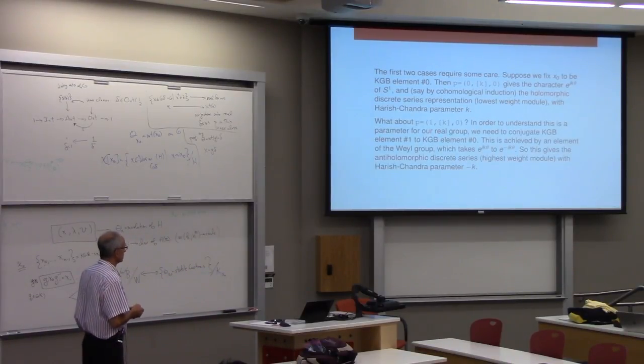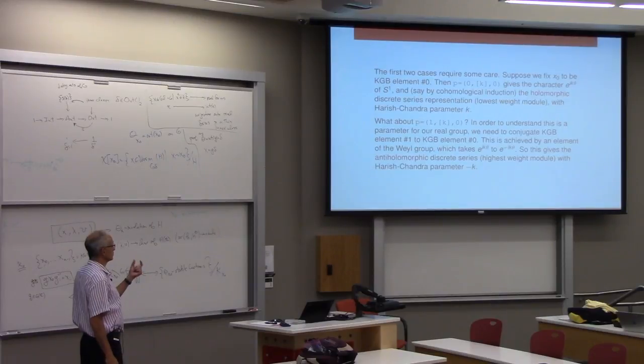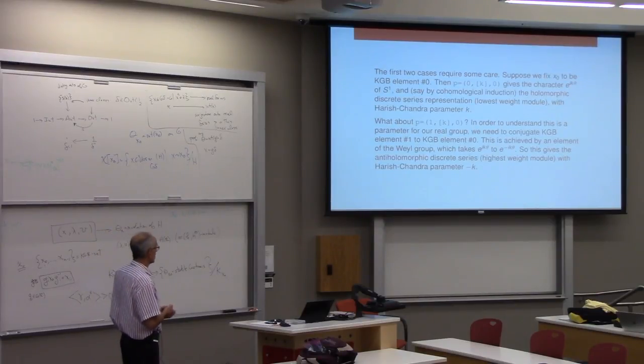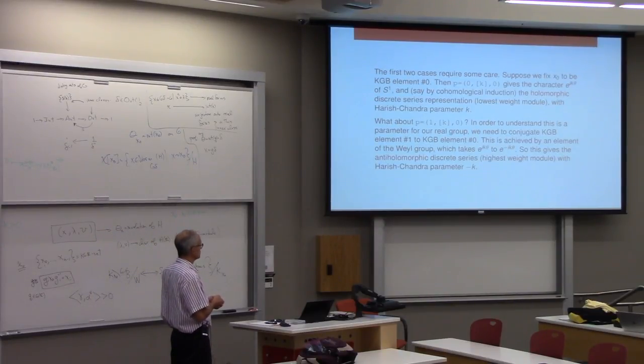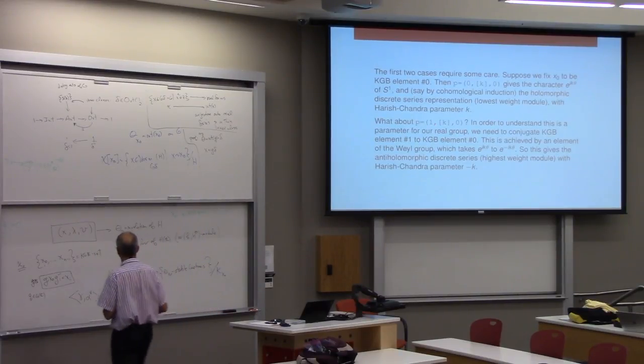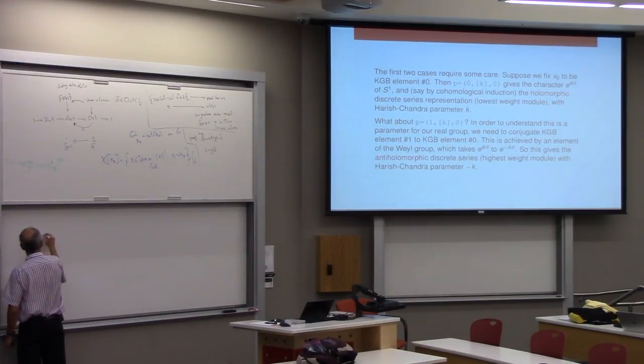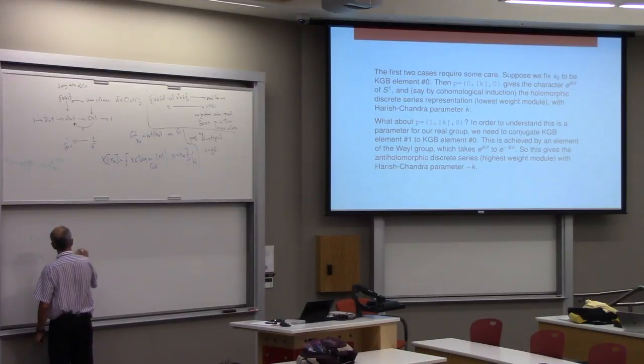What about 1? The point is that this is giving you the same character of this S1, but in order to identify it with a character of the Cartan, we have to conjugate this element number 1 to element 0, because that's our base point. And how do you do that? There's an element of the Weyl group which takes, I'll remind you that t is diag(i, -i), that's x0, and -t, which is x1, is diag(-i, i), and s_alpha, the element of the Weyl group, switches these two.